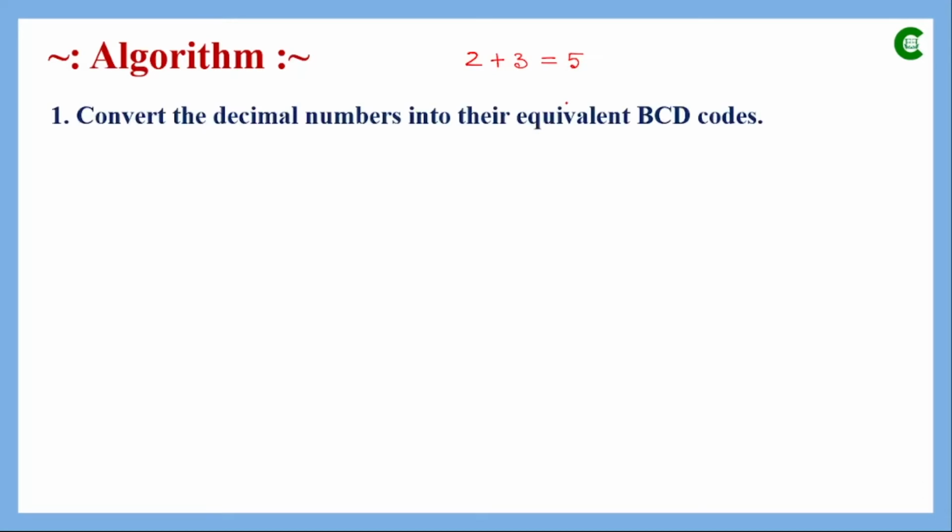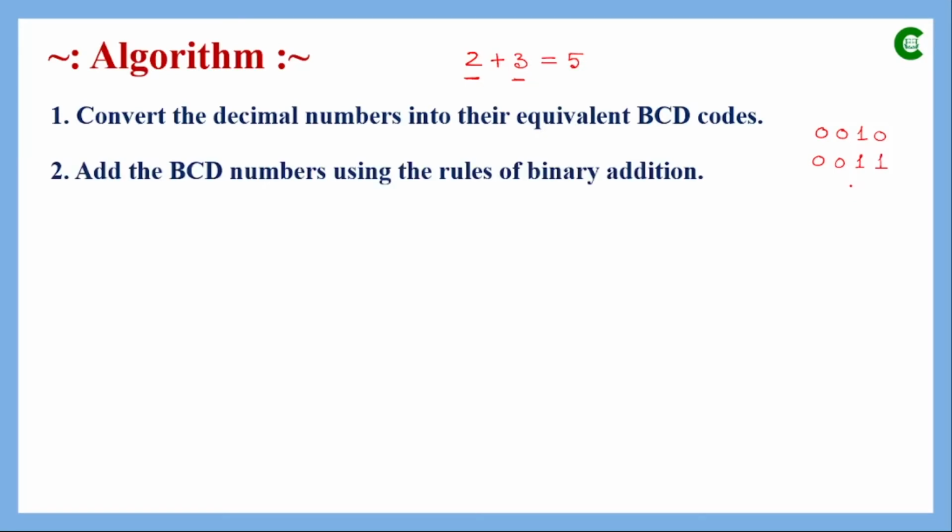So what we do in the first step is we convert the numbers that we want to add into their equivalent BCD code. The first number is 2, and its corresponding BCD code, as we know, is 0010. Now the second number that we want to add with 2 is 3. We have learned that the BCD equivalent of 3 is 0011. Now what will we do?